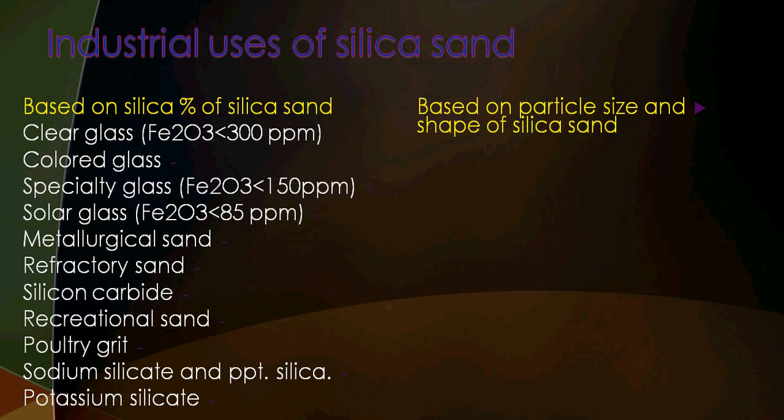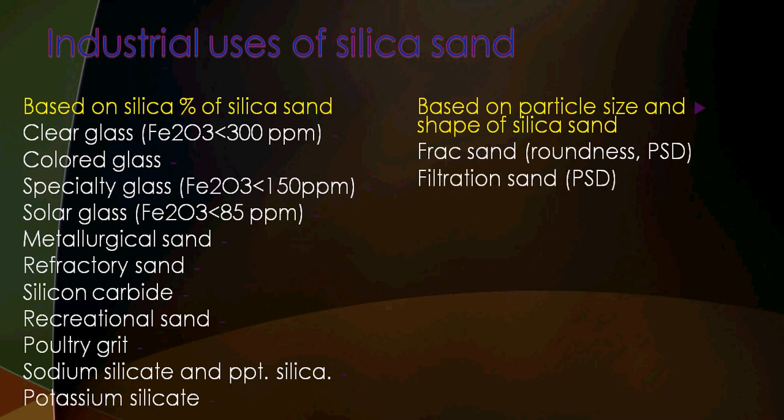Now, in some cases, silica sand is used because of its shape and size. For example, frac sand. Frac sand is used in unconventional oil and gas production. This frac sand, I will describe it in detail later. Frac sand should be somewhat rounded, and its particle size distribution is also important. Filtration sand, which is used to filter drinking water and sewage water and well water, its particle size distribution and purity of silica sand is important. Casting sand is also for the casting purpose, molding and casting. The silica sand should be rounded.